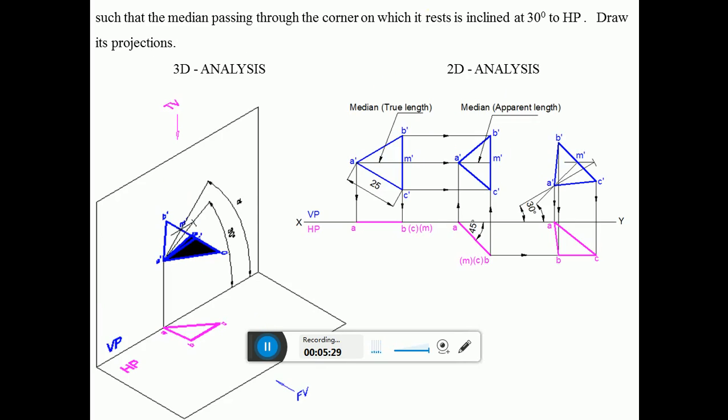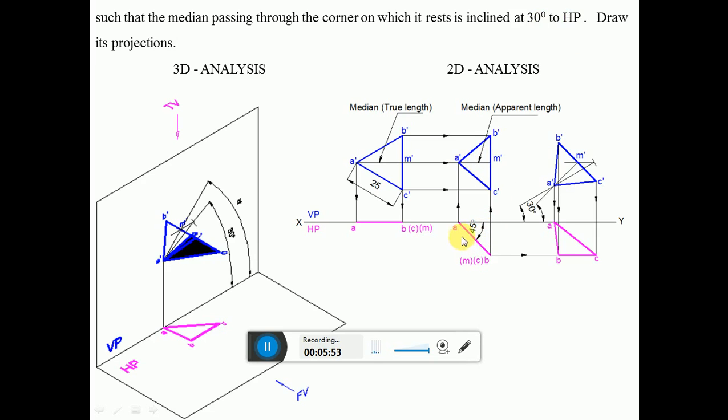Then the median passing through the corner on which it rests is inclined at 30 degrees to HP. So the median passing through the corner on which it rests, which is the one A, resting on VP, is inclined at 30 degrees to HP. Now what is the inclination? The inclination with respect to HP is 0 degree, but the inclination with respect to VP is 45 degrees.